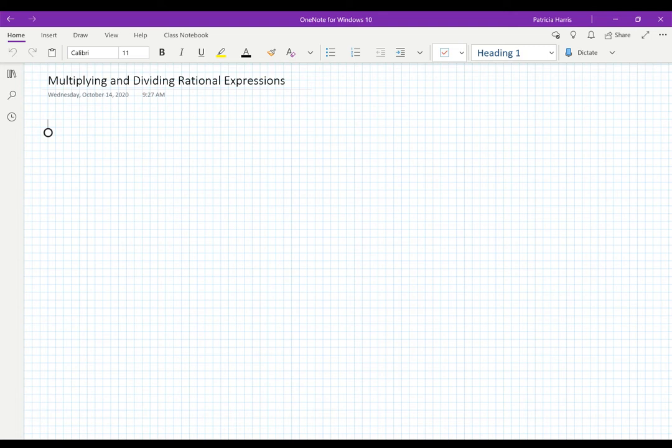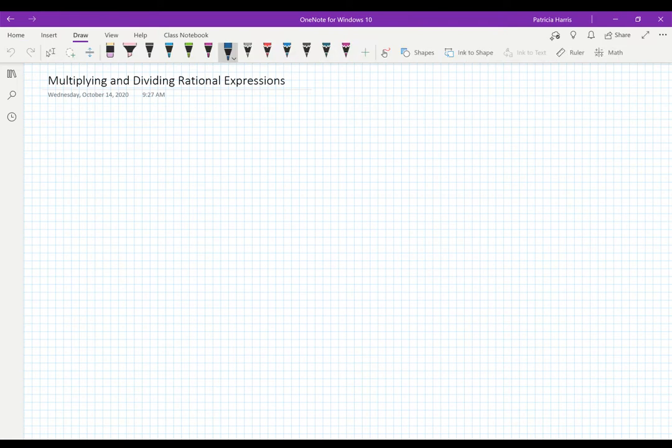Okay, ladies and gentlemen, we're going to move along to multiplying and dividing rational expressions. So what we're going to do is a quick review of multiplying and dividing numeric fractions. So let's just multiply 3/4 times 12/18.